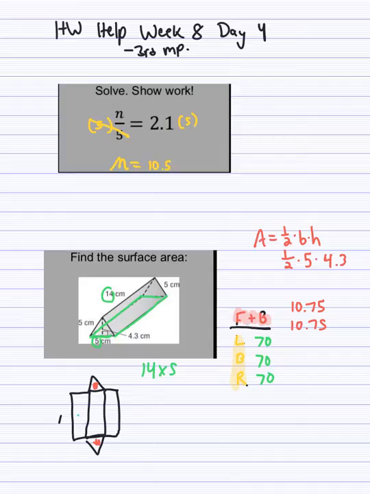All right, so that took care of all my faces. Now what I have to do is add up all 5 faces. So if I type in 70 plus 70 plus 70 plus 10.75 plus 10.75, I'm just doing that real quick, I will get 231.5. So my surface area is 231.5 square centimeters.